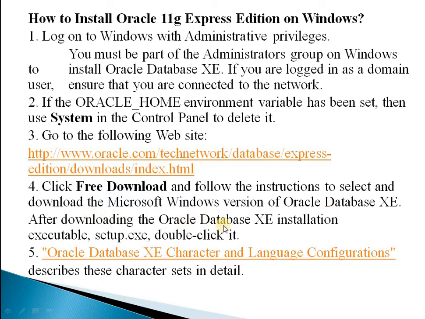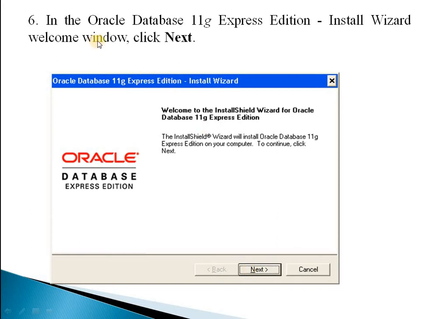After downloading the Oracle Database Express Edition, the installation executable setup file is there. Double click on that setup file. Then Oracle Database XE character and language configuration describes these character sets in detail. Okay. These are the 5 steps. Again 6 steps. In this step, the Oracle 11g Express Edition installation wizard, means the welcome window wizard, is displayed on the screen. Click on the next button.